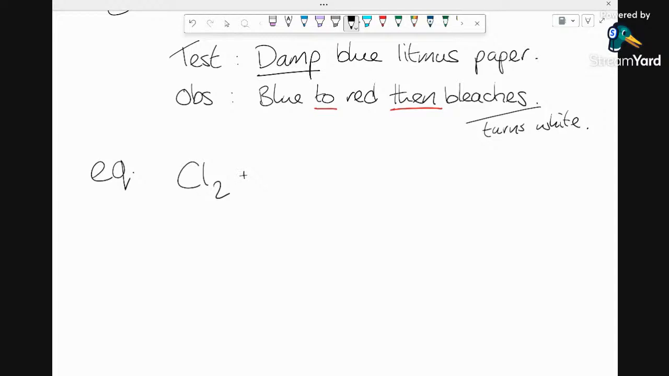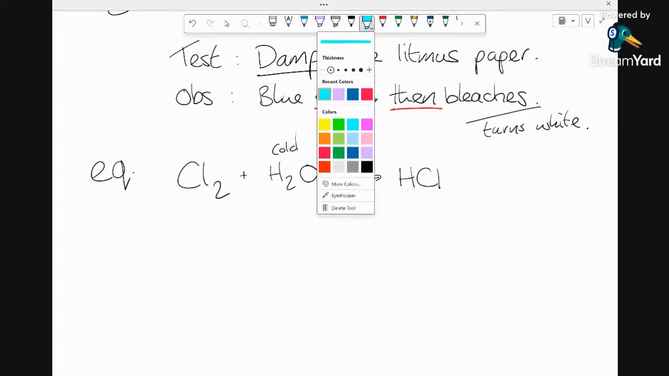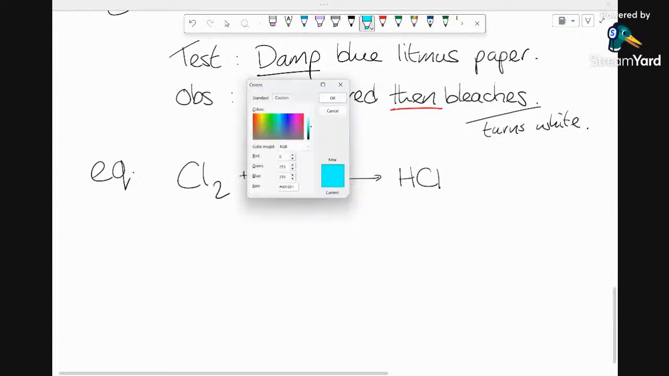But chlorine gas with cold water, with no sunlight. Yes, that's right, folks. Chlorine has its own lesson and lots of detail. But if you do this with cold water, what will happen is you will get a very simple reaction. You'll form HCl, and that causes the blue paper to turn red.